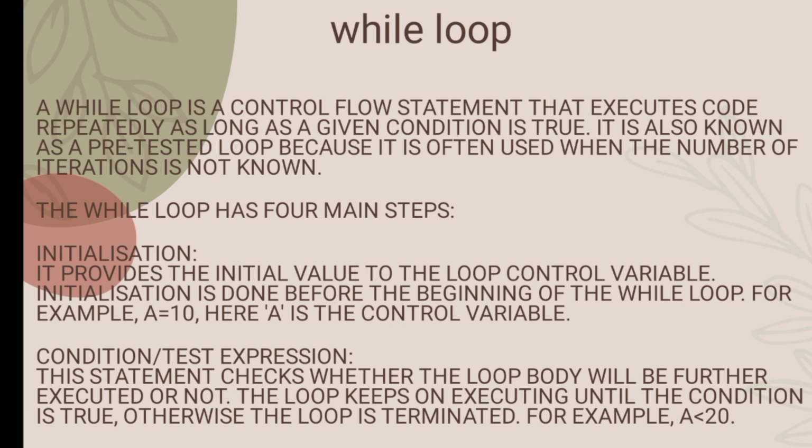Second is the condition or test expression. This statement checks whether the loop body will be further executed or not. The loop keeps on executing until the condition is true. Otherwise, the loop is terminated. For example, a is less than 20. So when this condition becomes false, the loop will be terminated.